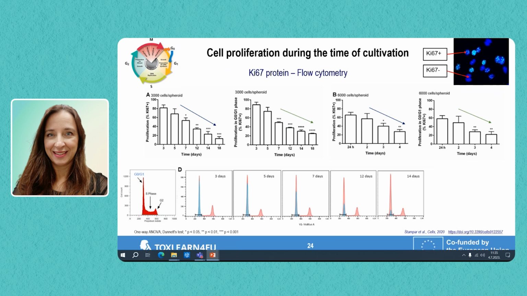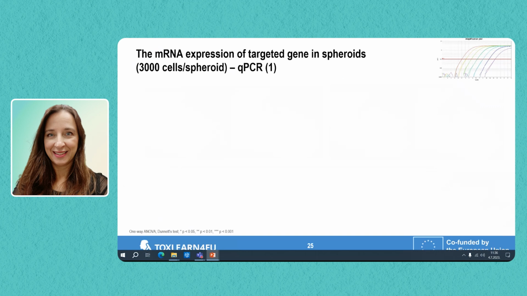And you see that with time of culturing, this blue is small, each day it's smaller. Yeah? So it means that this increase goes to the account of cells accumulating in the G0 phase, which is the confirmation that the cells are actually resting, not dividing. And why is this so important?